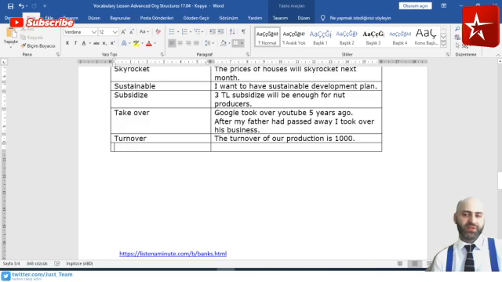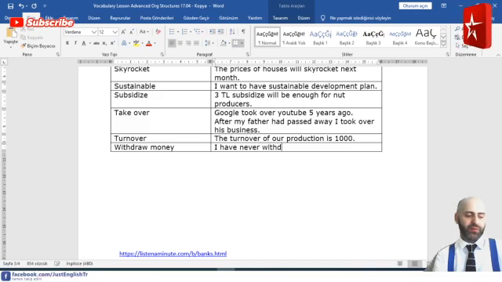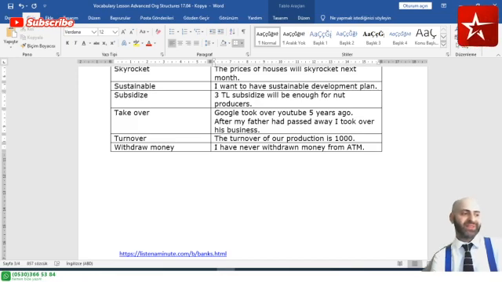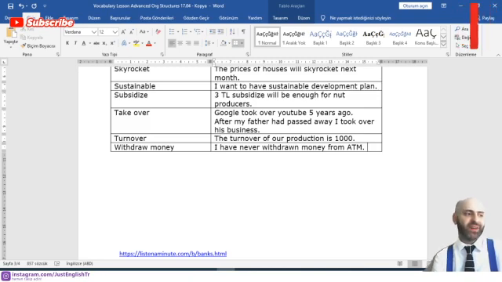Next thing that I will describe to you is when you go to ATM and you want to take money with your card, what do we call this action? We use here the verb withdraw, to withdraw money. Okay, to take money from ATM. I have never withdrawn money from ATM. Maybe there is a person in the world who has never used ATM, so we can use this phrase for that person.